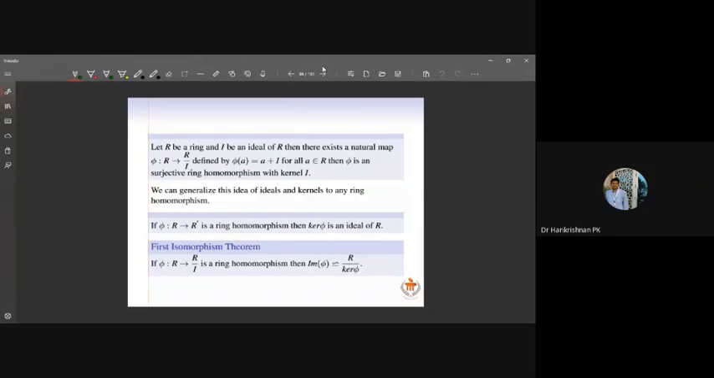So after all this, we have one very famous theorem. That theorem says what? If you have a ring homomorphism phi from the ring R, then the image of that homomorphism will be isomorphic to R by kernel phi. The image of that homomorphism will be isomorphic to R by kernel phi. That result is famously known as the first isomorphism theorem.